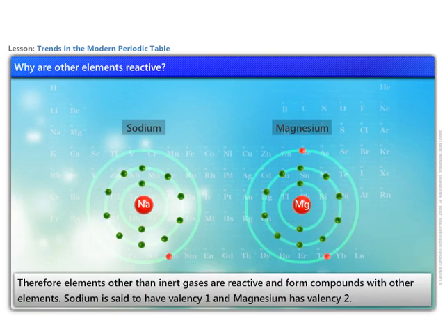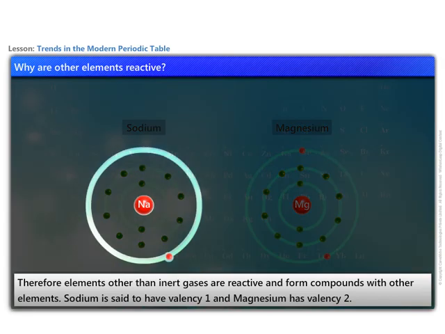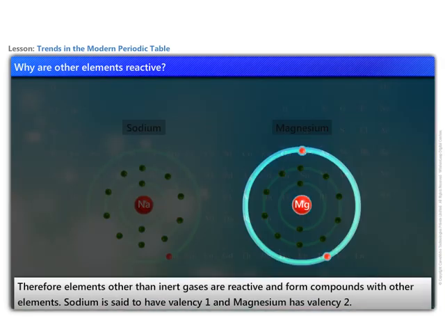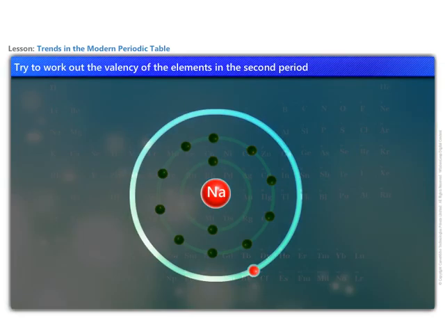Therefore, elements other than inert gases are reactive and form compounds with other elements. Sodium is said to have valency 1 and magnesium has valency 2. Try to work out the valency of the elements in the second period.